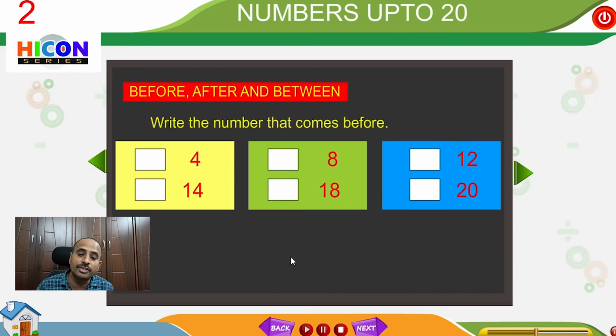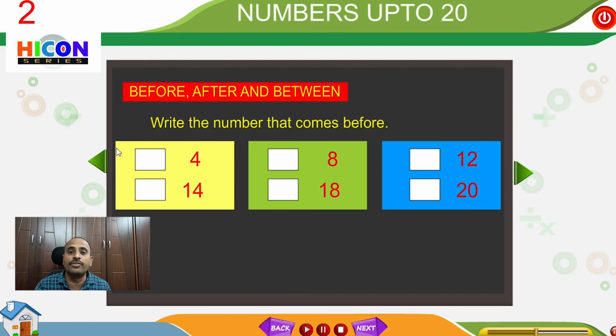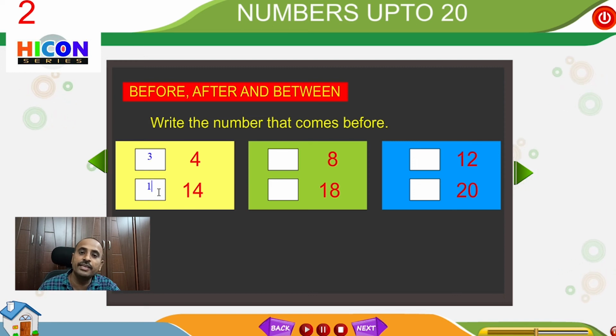So write the number that comes before. Here we have to write before numbers. The number that comes before 4 is 3, and the number that comes before 14 is 13.